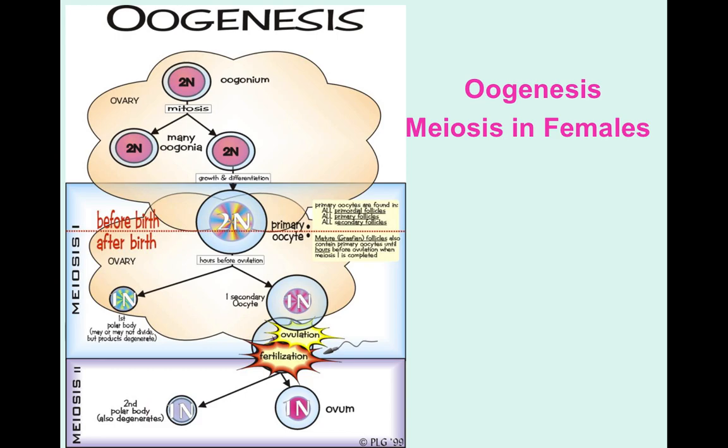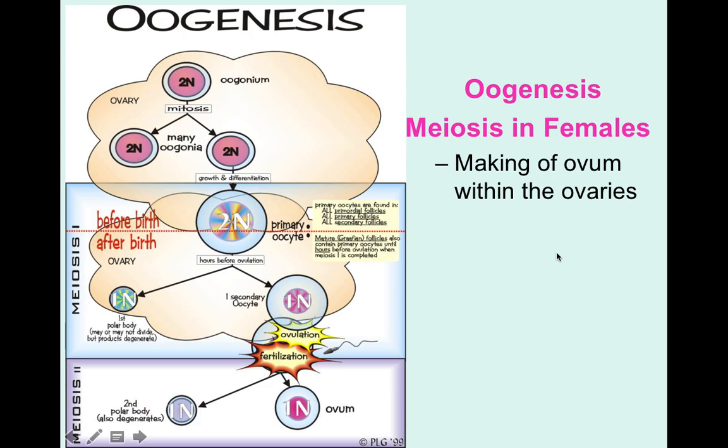So females make their eggs through meiosis just like males do, but they call this process oogenesis. When you think of O's, think of ovaries, think of ovulation. The O's always relate to the female body. There are some things that are very similar about oogenesis and spermatogenesis. They both result in haploid cells with half of the number of chromosomes, so it would be 23.